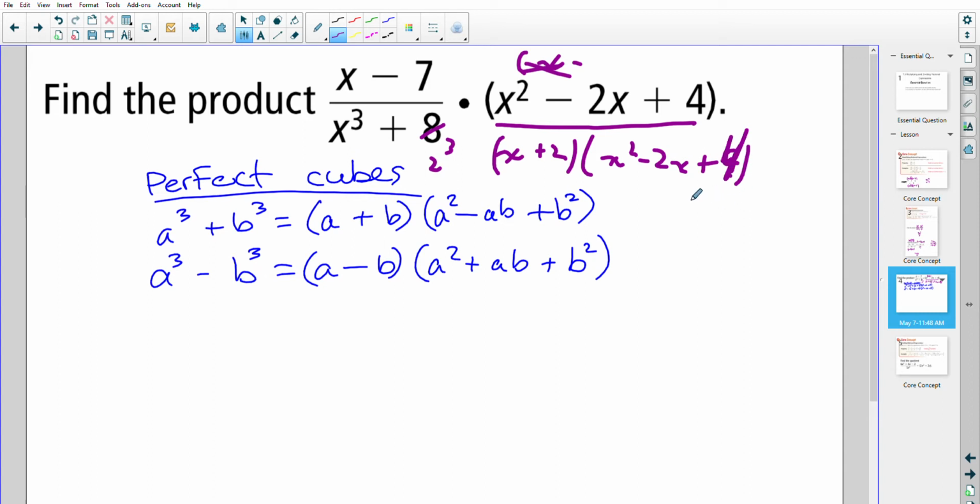Oh, that's kind of bad. Anyway, this doesn't get factored, but you really don't care to factor it. Now I know that the top and the bottom here cancel out, and so you're just left with x minus 7 over x plus 2. Finished.